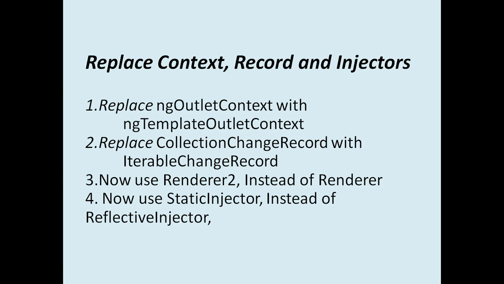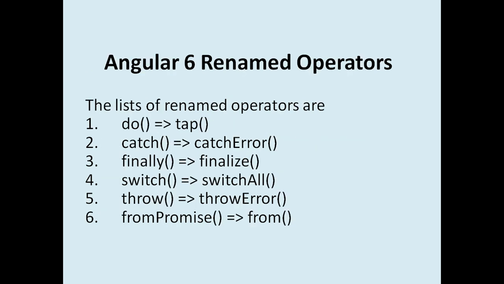Next, Angular 6 replaces the context, record, and injectors. Let's have a look. Replace ngOutletContext with ngTemplateOutletContext. Replace CollectionChangeRecord with IterableChangeRecord. Now, in Angular 6, we use Renderer2 instead of Renderer. Now use StaticInjector instead of ReflectiveInjector. Next, Angular 6 renamed some operator names, that are displayed here.